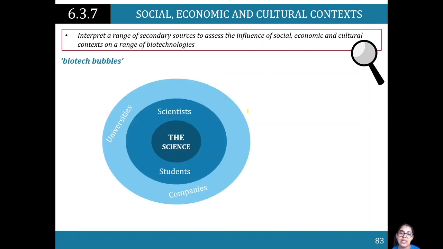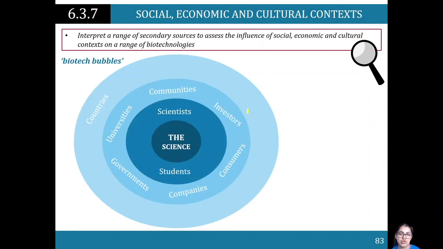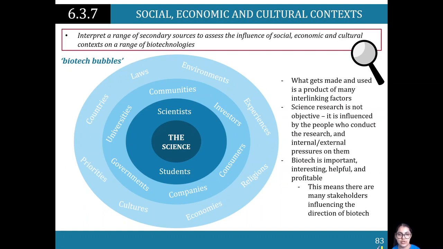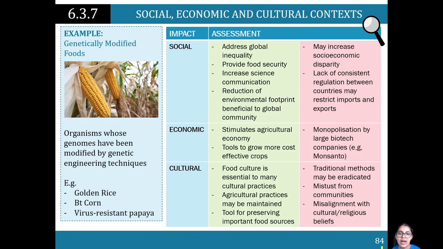I will also leave the social, economic, and cultural context for you, because this is just putting together the influence of social, economic, and cultural context on biology, on these biotechnologies. So that includes looking at the big picture of countries, law, environment, religions, economies, and bringing that down to the science and the students and the relationship between the two. So that's there.